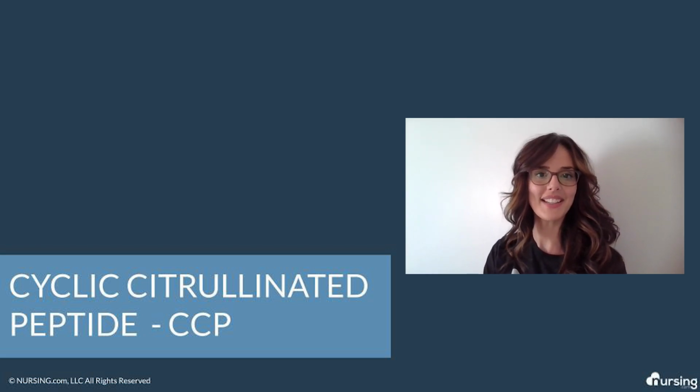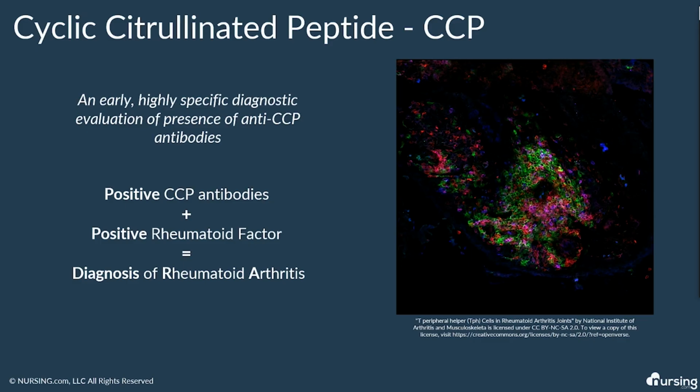Our lab lesson is going to cover Cyclic Citrullinated Peptide, abbreviated as CCP. Let's get started. Cyclic Citrullinated Peptide, or CCP, is a lab that's used to detect antibodies in a patient's serum or plasma. If the anti-CCP antibodies are present, along with a positive rheumatoid factor, that leads to a diagnosis of rheumatoid arthritis.